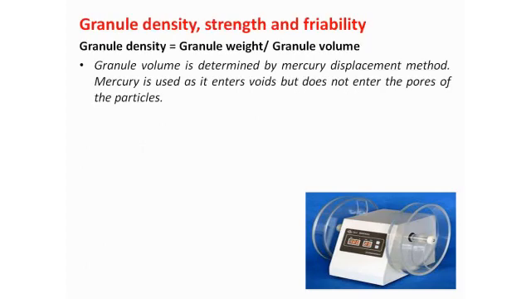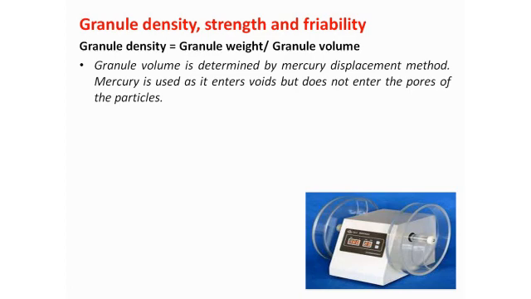Now the thing is, how are you going to determine granule density, strength and friability? Granule density is nothing but the granule weight divided by the granule volume. That is the granule density. It is determined by a classic method known as the mercury displacement method.